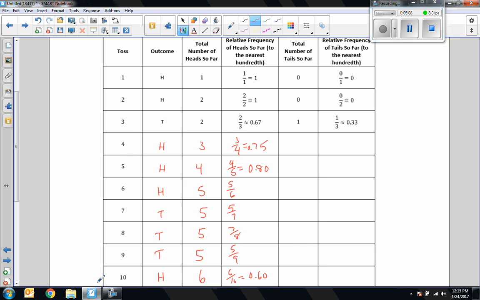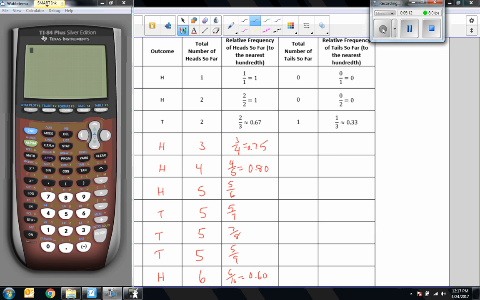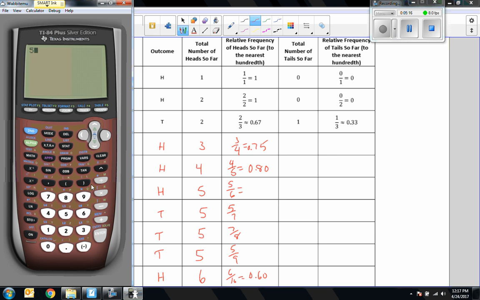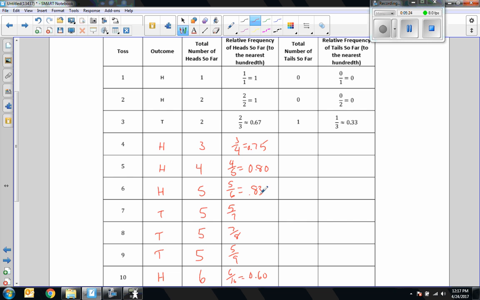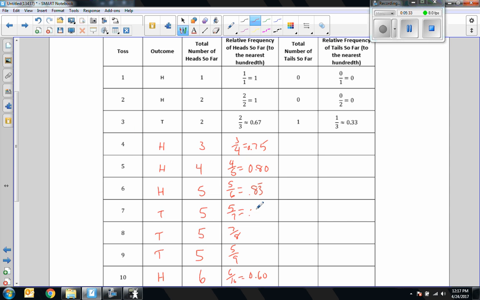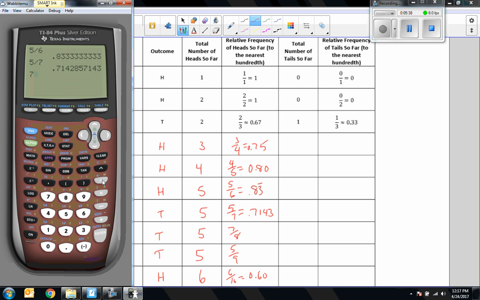Now if I calculate these, let me get my calculator. Okay, so now I just need to calculate the outcome 5 out of 6 as a decimal. So it's 5 divided by 6, enter, and I'm just going to write 0.83 repeating. And then I do 5 divided by 7, and it's approximately 0.7143. I'll just do 4 decimal places. And then 5 divided by 8 is 0.875.